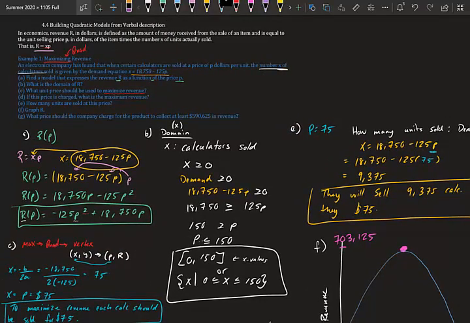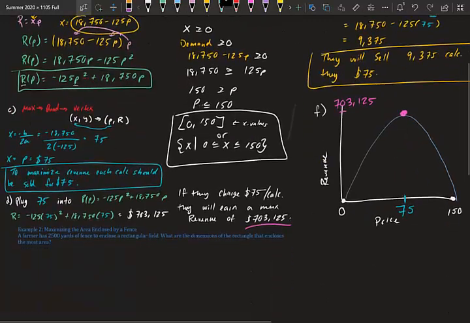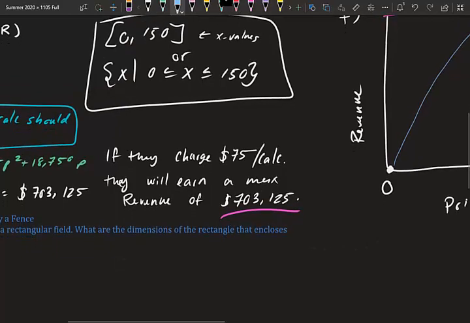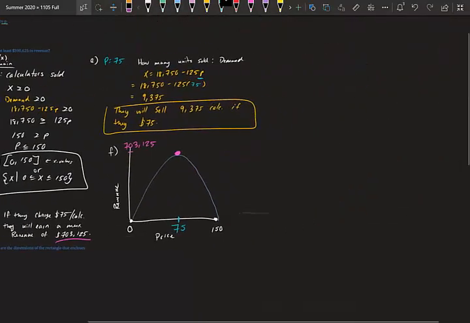Part G. What price should be charged for the product to collect at least $590,625 in revenue? First, you need to make sure that's possible. Is it possible to make $590,000? Yes, because the maximum amount of money we can earn in this problem is $703,000. So it's totally possible to make $590,000. So since it's possible, we are allowed to plug it in for our revenue.